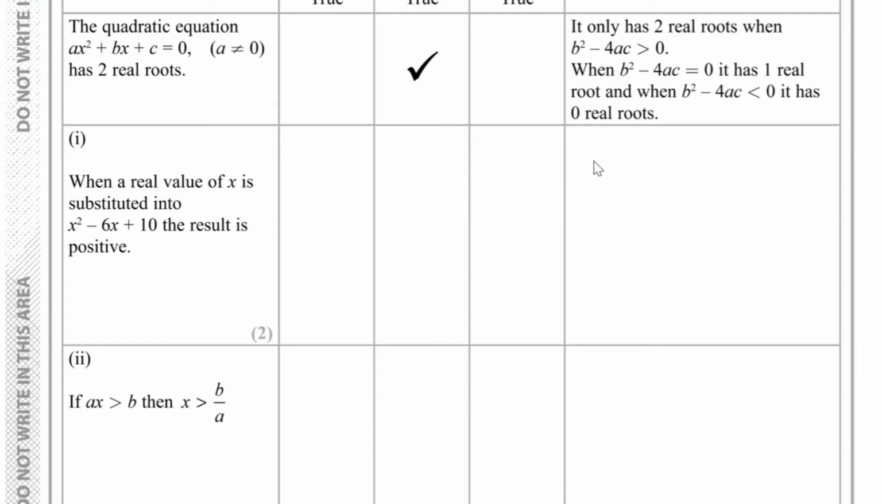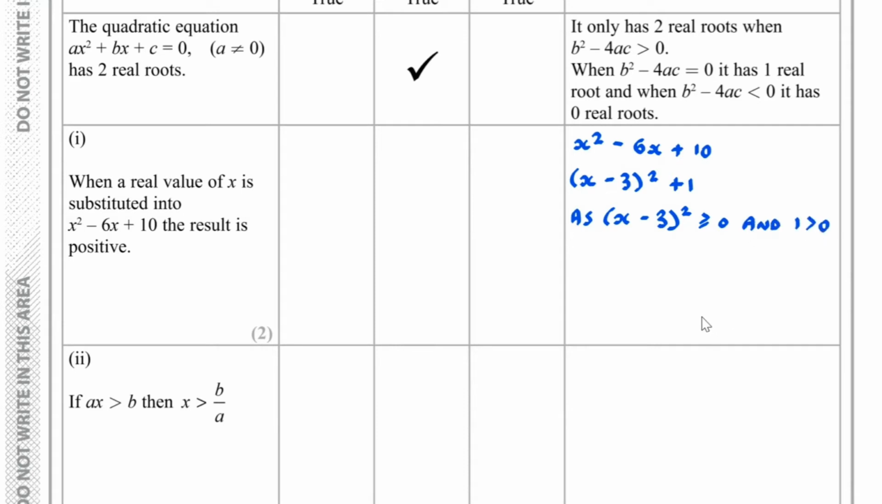Well, if we have x squared minus 6x plus 10, we can complete the square. So I've got (x minus 3) all squared, and then we've got minus 9 plus 10, which is plus 1. Now, because (x minus 3) all squared will always be greater than or equal to 0, and because 1 is definitely greater than 0, we can therefore conclude that (x minus 3) all squared plus 1 is greater than 0.